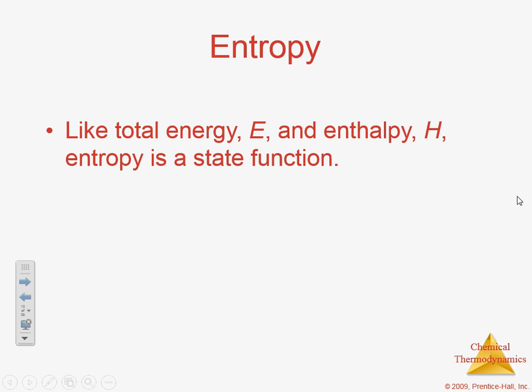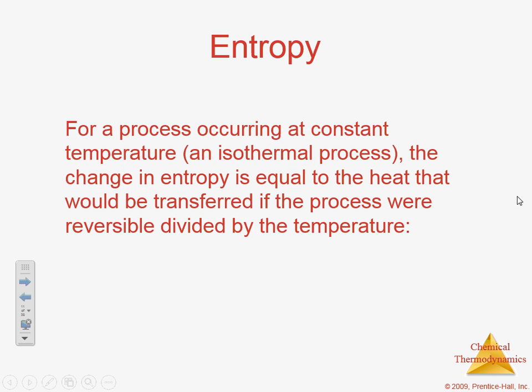Like total energy, E, and enthalpy, H, entropy is a state function, so it depends on what type of matter water is. The entropy for water as a solid, liquid, and gas is going to be different. That is the idea of a state function. So if we wanted to figure out the entropy change of a system, ΔS is equal to S final minus S initial. For a process occurring at a constant temperature, our equation for entropy is Q divided by T.